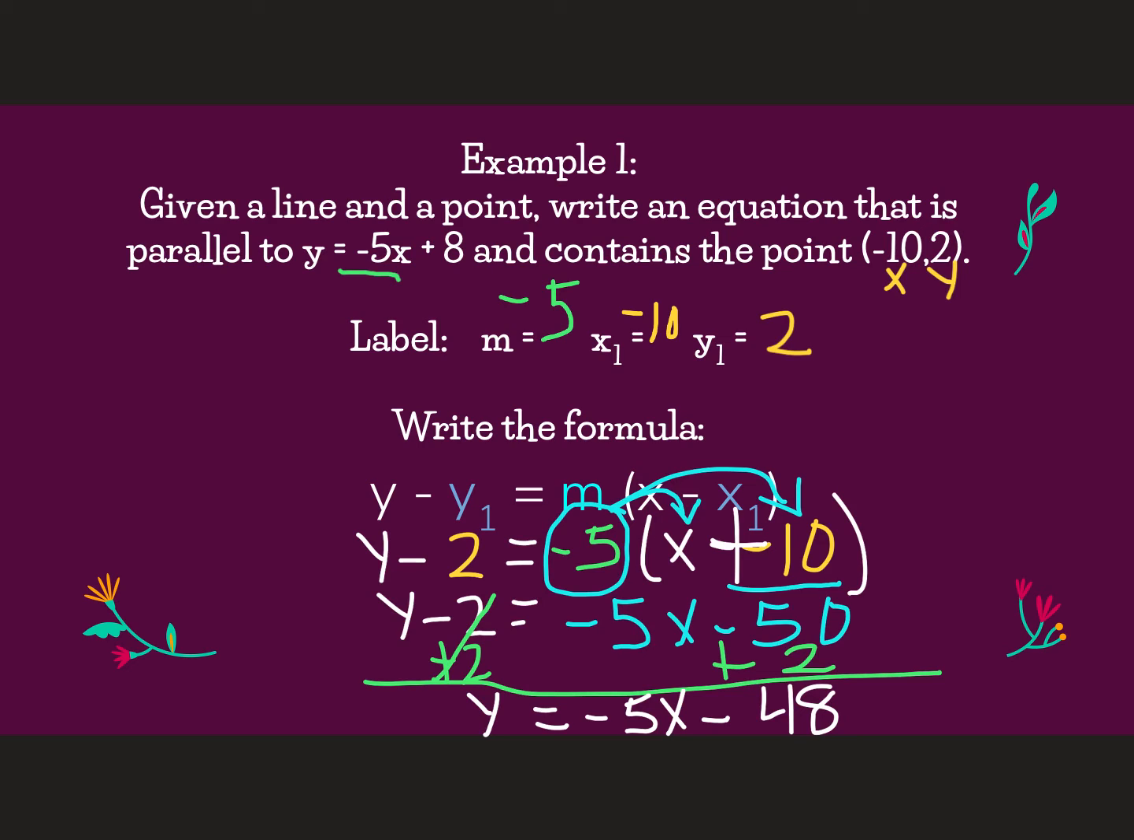Double checking our work now to make sure we did it right. It needed to be parallel, which we said is the same slope. Our slope was -5. Our new slope is -5 still, so that worked out.